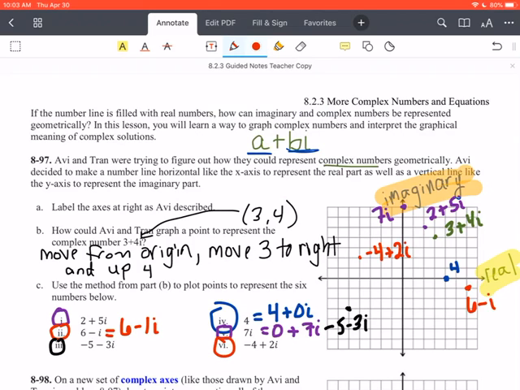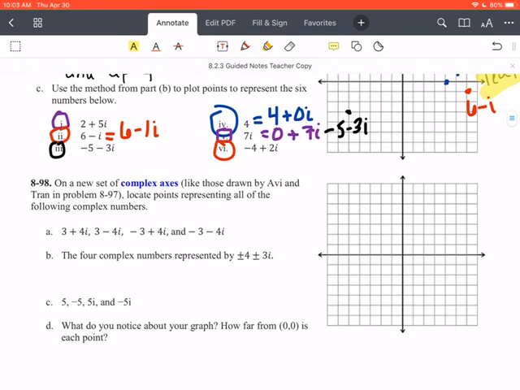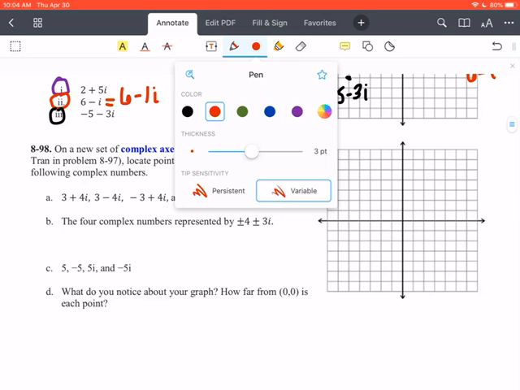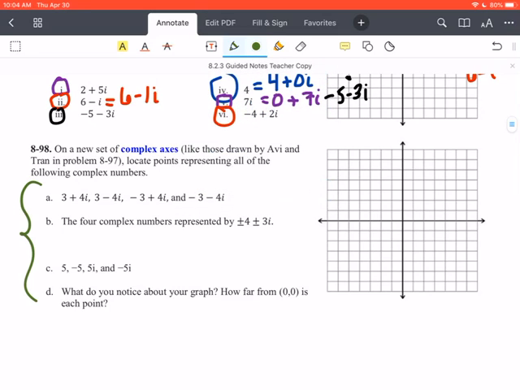Now we're going to call this just the complex set of axes. On this next problem, we're going to think about why we might ever use complex axes. So on this new set of axes on 98, we are going to locate the points representing all of the following complex numbers. We have a lot of points to plot, and it's very important that we plot them correctly to notice a pattern that's going to be happening. So you can pause me and go ahead and plot all 4 points on A.